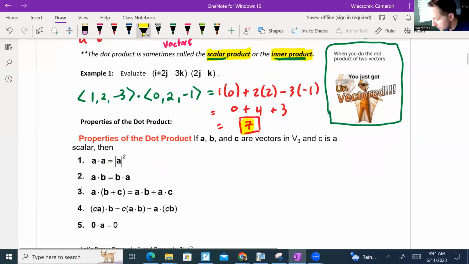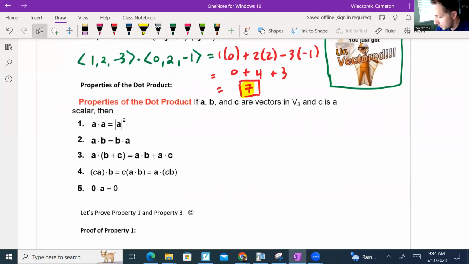Some properties of the dot product, and we're going to prove a couple of these. If you take the dot product of a vector with itself, it actually spits out the magnitude of the vector squared. I'm going to put a star by this one. We're going to prove this one in a minute. The dot product is commutative. If you take A dot B, you're going to get the exact same result as B dot A. So I'm just going to put the property here: the dot product is commutative.